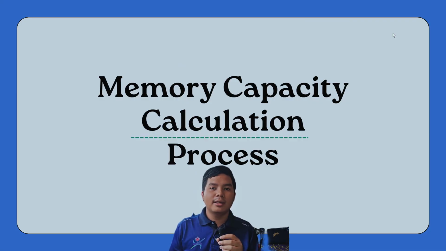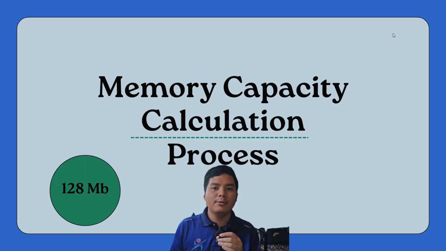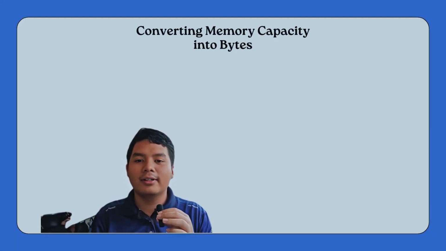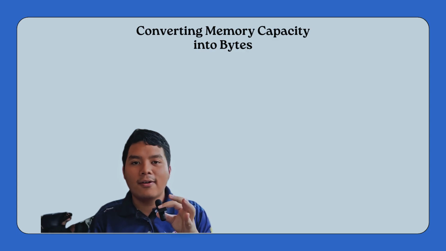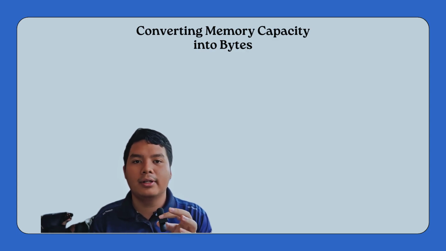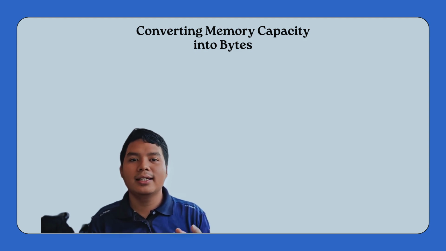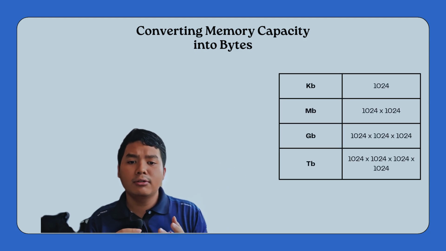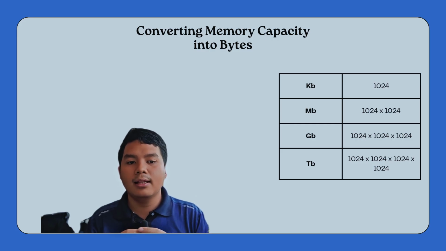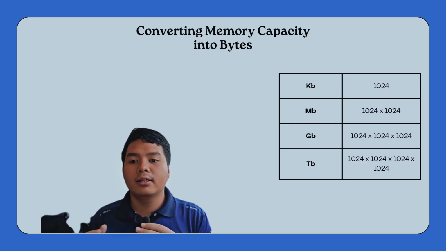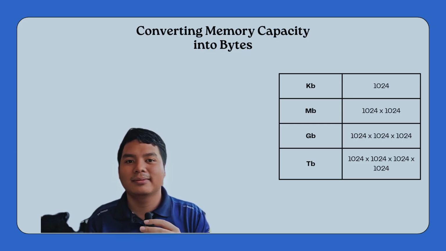Now, let us look at two examples of memory capacity calculation, which are 128 MB and 1 GB. So, the first step is converting memory capacity into bytes. First, we need to convert the memory capacity into bytes. To do this, we will need to refer to this table, which shows how many times we need to multiply by 1024 based on the memory specification.